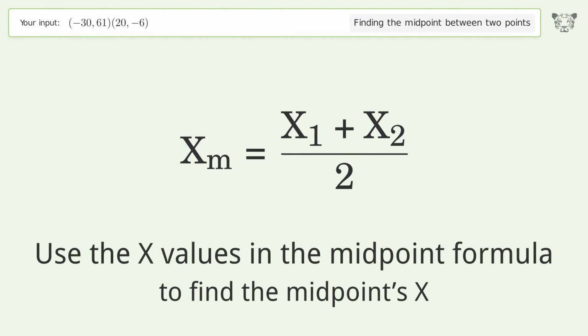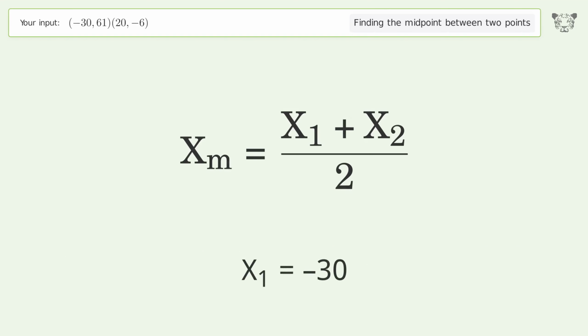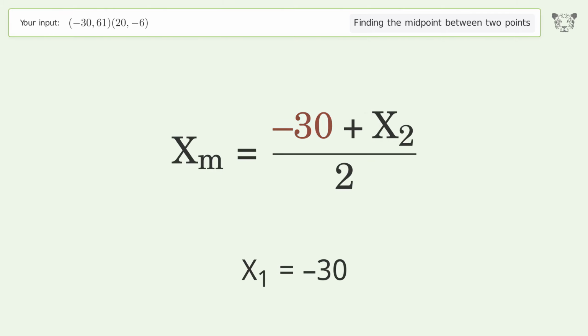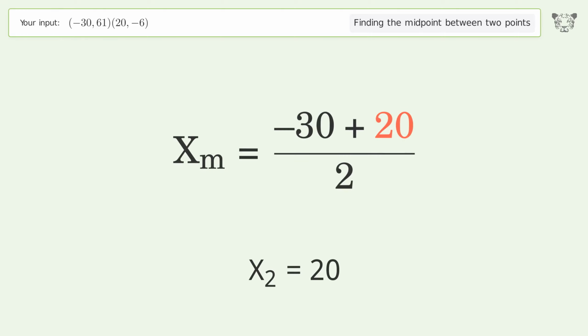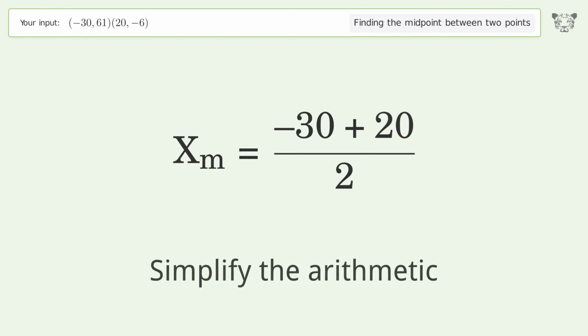Use the x values in the midpoint formula to find the midpoints x. x1 equals -30. x2 equals 20. Simplify the arithmetic.